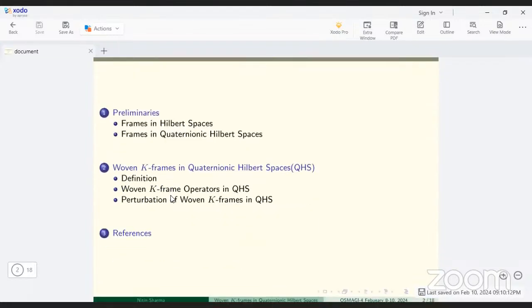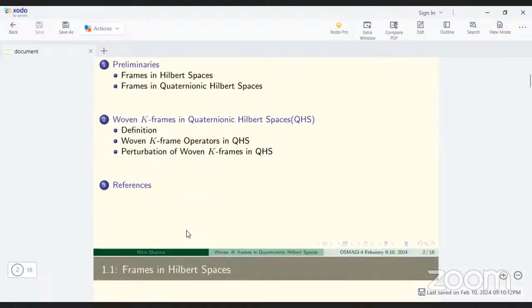This talk is divided into 3 sections. In the first section, we have given the basic definition of frames in Hilbert spaces and frames in quaternionic Hilbert spaces. And in the second section, we have given the definition of woven K-frames in quaternionic Hilbert spaces. And we have studied the condition under which the bounded image of woven K-frames forms woven K-frames. And we have also studied the perturbation result on the woven K-frames. And the third section is references.